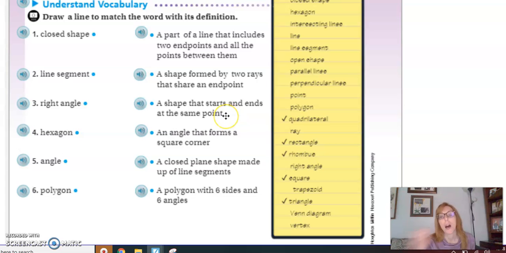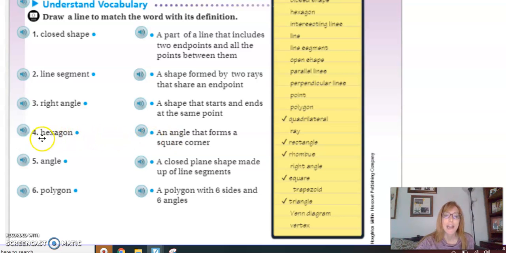A closed shape, obviously, starts at one side and ends on the exact same point because it would be closed. A line segment is really interesting. A line segment is part of a line that includes two endpoints and all the points between. So a line segment has a little dot, a line, and another dot, and we're going to see that in just a minute. A right angle, you guys have seen right angles all the time, so right down here is a right angle. Okay, so a right angle is an angle that forms a square corner. So draw your line to here.